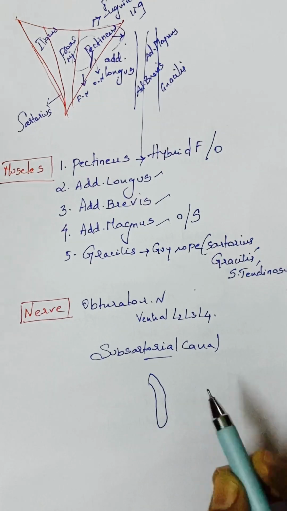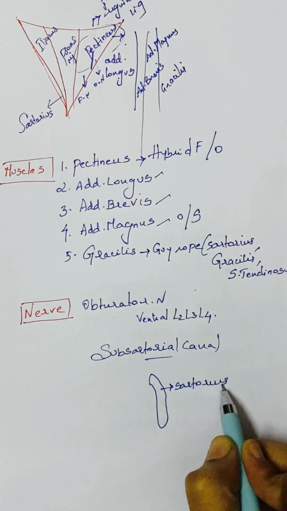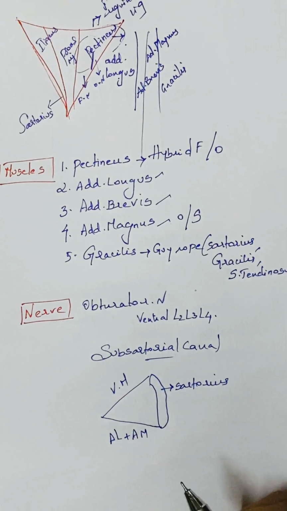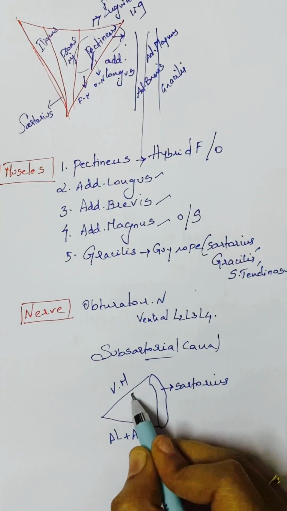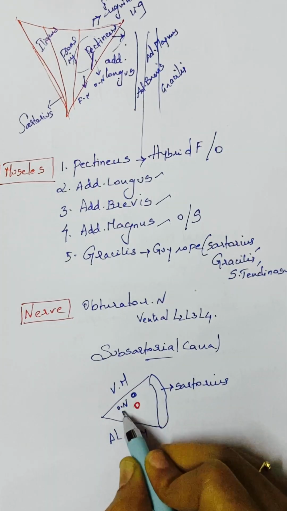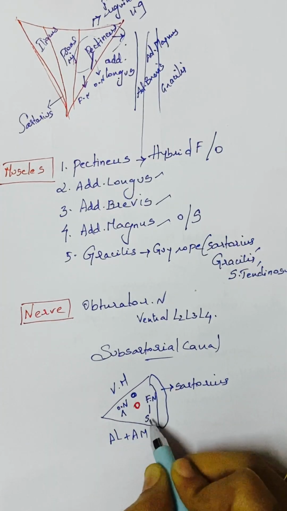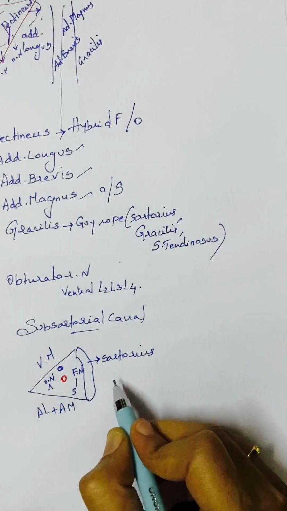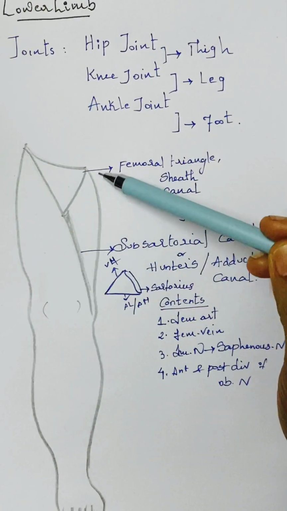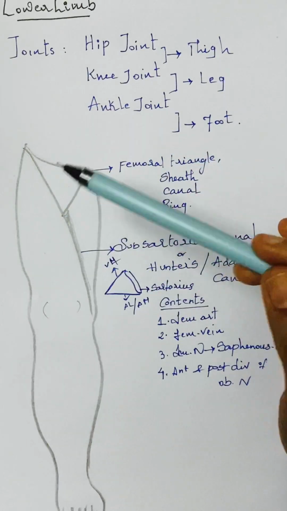So here we have the subsartorial canal we have just seen. The roof is formed by sartorius, anterolaterally vastus medialis, posteromedially adductor longus and magnus. And we have a few contents: femoral artery, femoral nerve, saphenous branch of the femoral nerve, and anterior and posterior divisions of the obturator nerve.